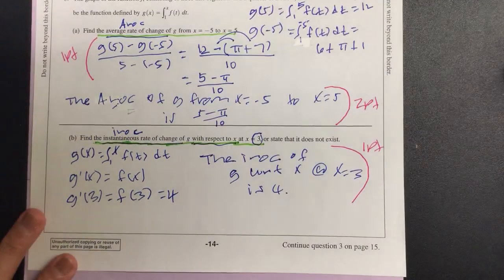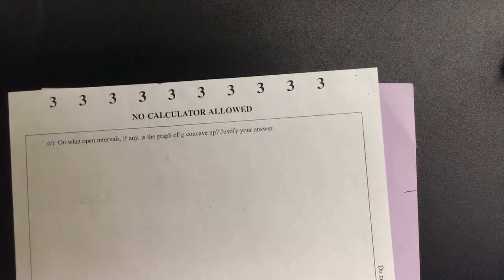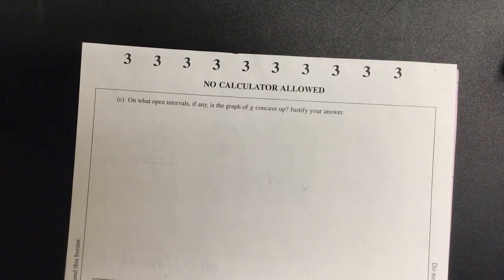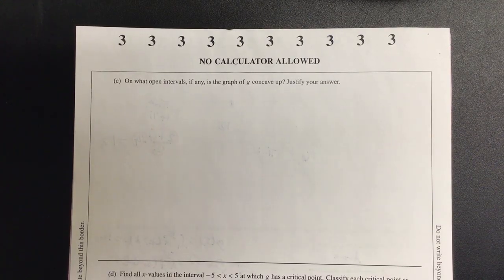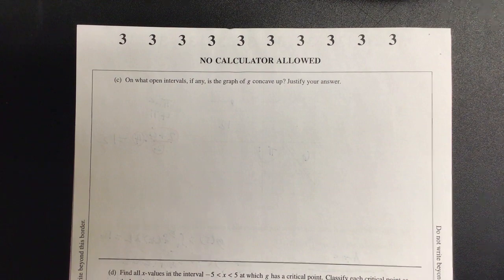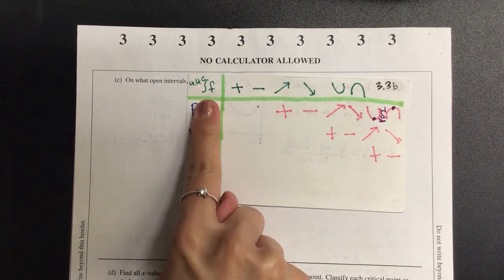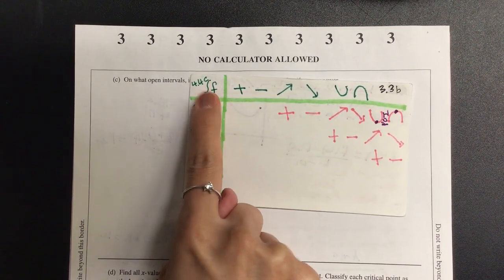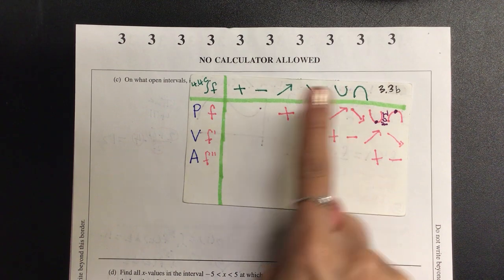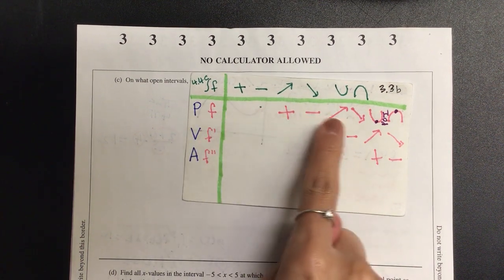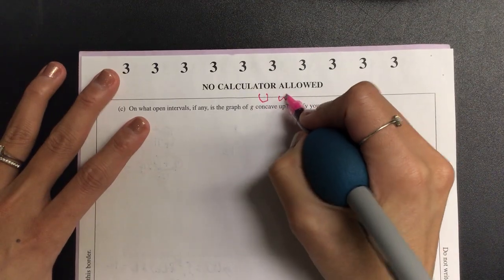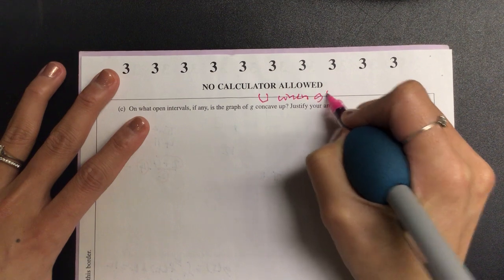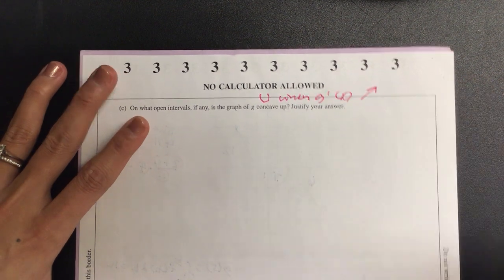Okay, let's go on to the next one. Okay, on our next one, Alex, let's read. On what open interval, if any, is the graph of g concave up? Justify your answer. Okay, so my g was the integral of f. Concave up is right here, correct? So that's when I know the function is increasing. So I'm going to put on here, it is concave up, this is just my side note, when g prime of x is increasing.